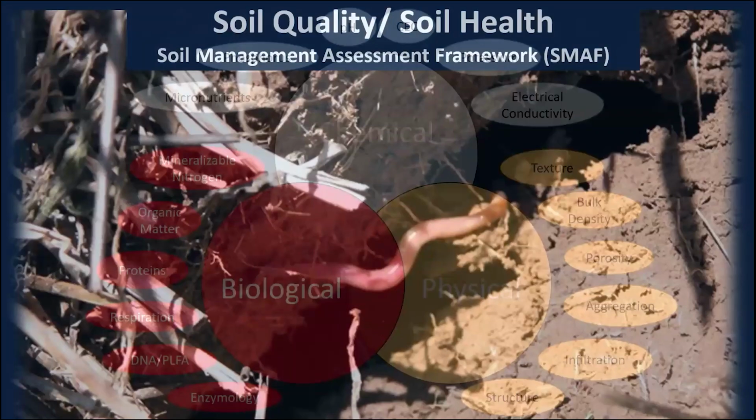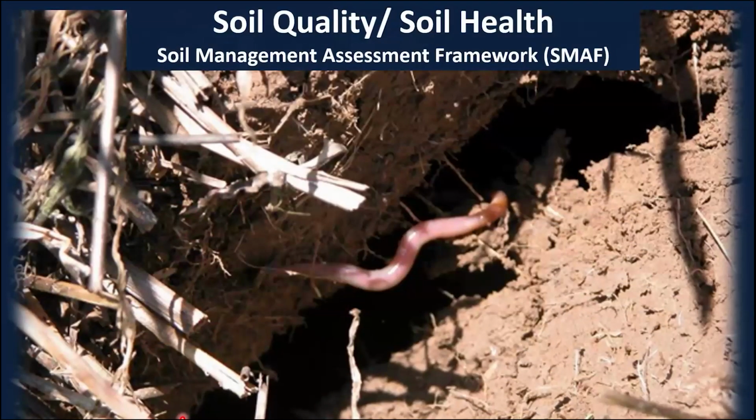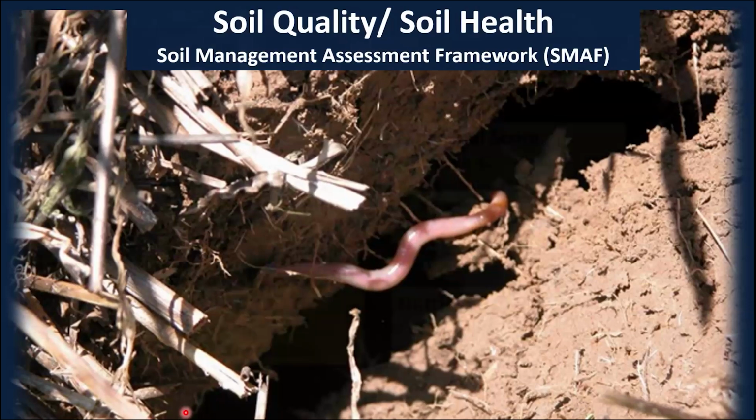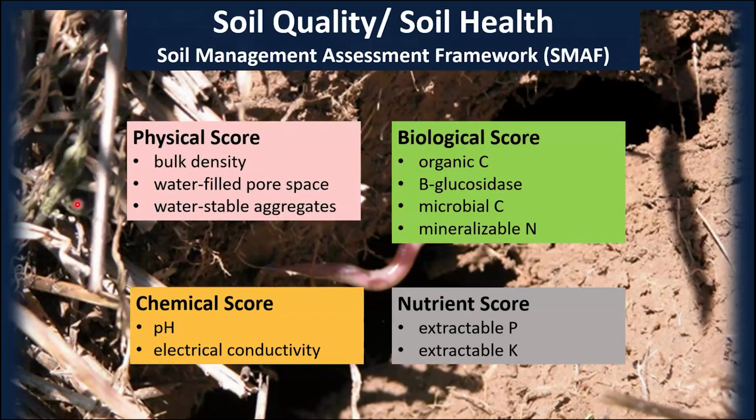So one group did this in the Missouri region of the U.S., looking at soil quality and soil health across different landscapes. They use what they call a SMAP score, a soil management assessment framework. It uses the physical score, biological score, nutrient score, so fertility, and a chemical score. And you can see the individual measurements that they use for assessing this.